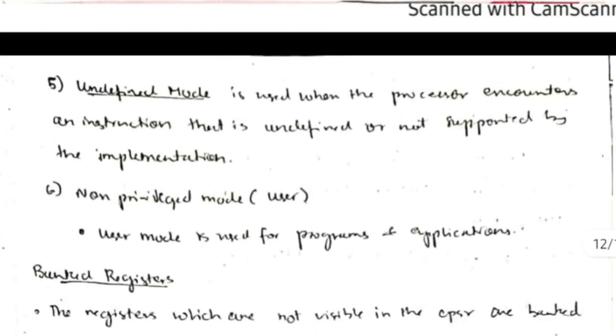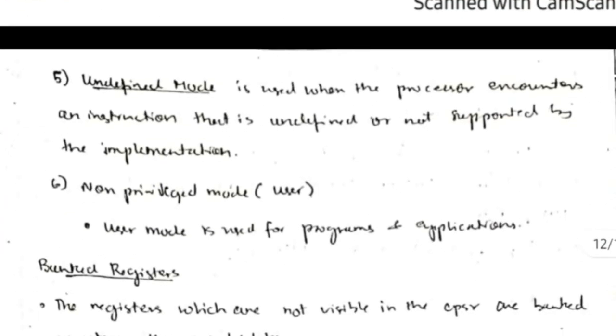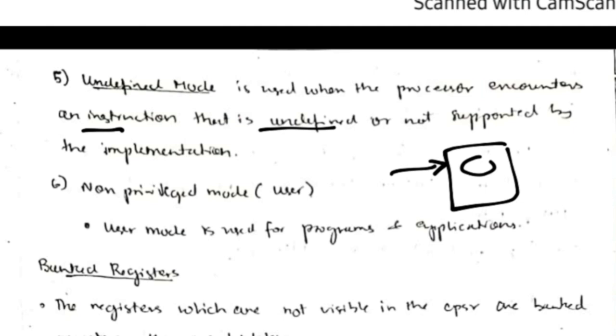Moving on, we have the fifth one, which is undefined mode. In undefined mode, the processor encounters an instruction that is undefined, okay. So what is to be done with the instruction is not specified in the memory, so at that time the processor enters the undefined mode, okay. And the last one is non-privileged mode, which is the user mode. In user mode, it is used for the programs and applications. We all use the computer system in user mode, okay.